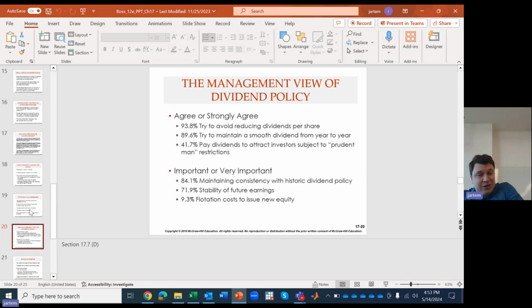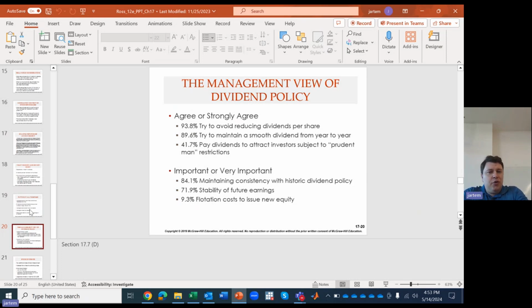So the ones that answered, almost all of them try to avoid reducing dividends per share. They try to maintain a smooth dividend from year to year. So if they have to reduce, they want to reduce to a number that they'll be able to maintain in the future.